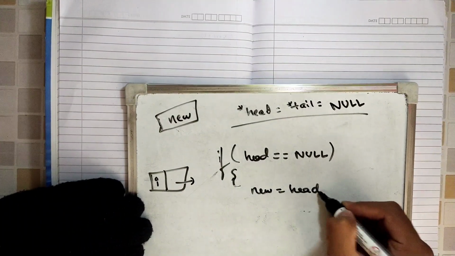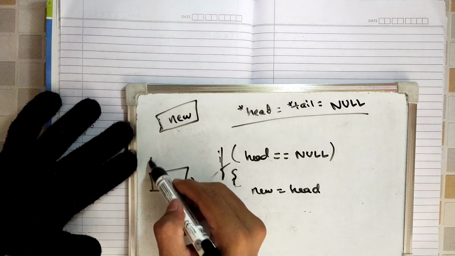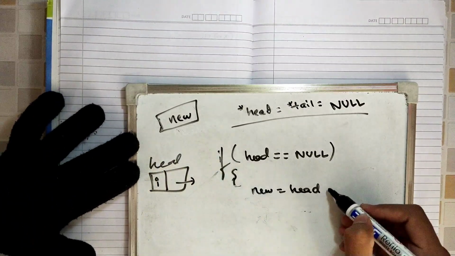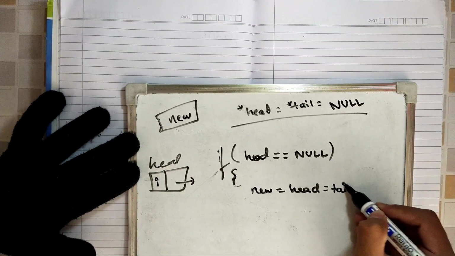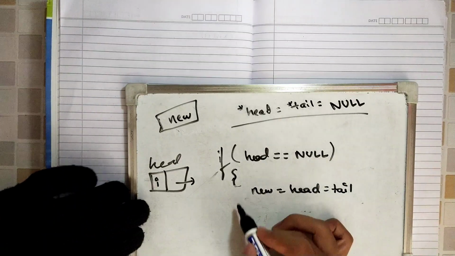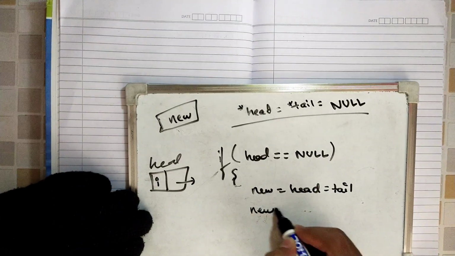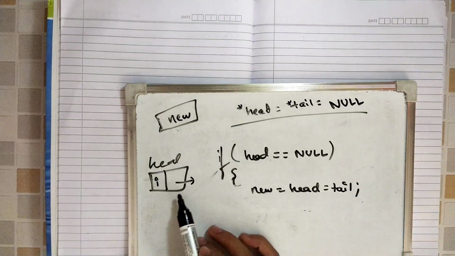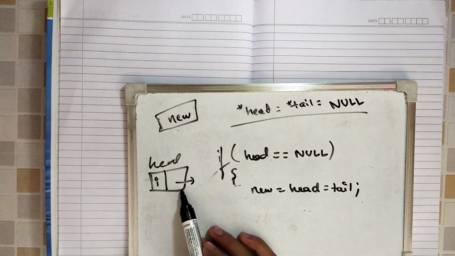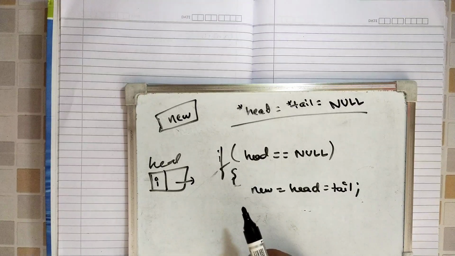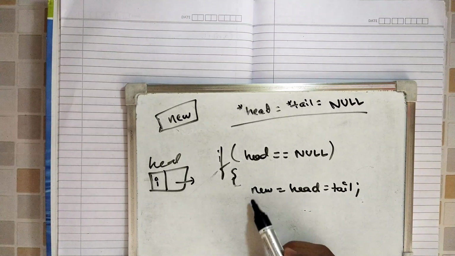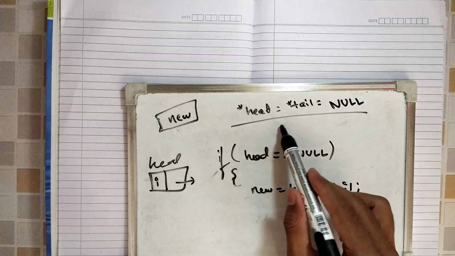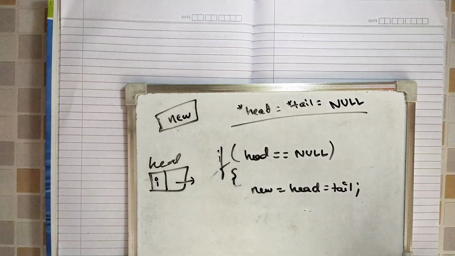Okay, I will write only like this because I will make this new node the head node itself. New equals to head equals to tail for the first thing. That's it, this much is enough. Okay, because we have already declared new of next equals to null in that create part. So here we only have to declare head equals to tail, which is equal to this new node.